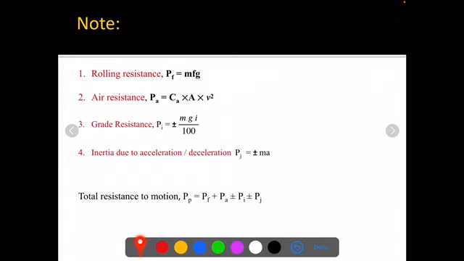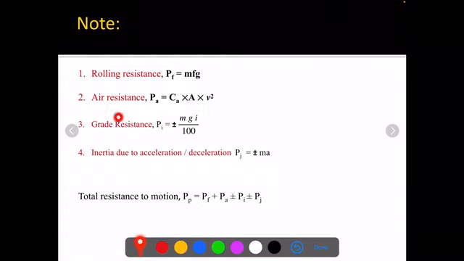Some of the resistances include, the first one, the rolling resistance, that is the resistance caused due to the undulations in the road surface, and it can be determined using the relationship Pf is equal to mfg, where m is the mass of the vehicle, f is the friction that is developed on the pavement surface, and g is the acceleration due to gravity.